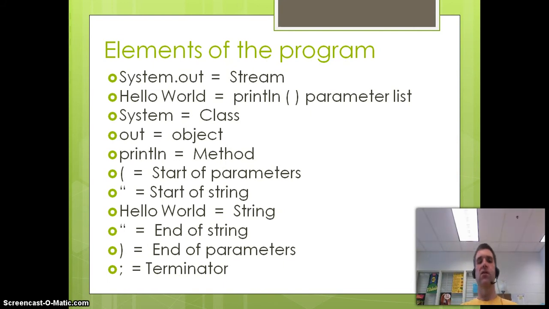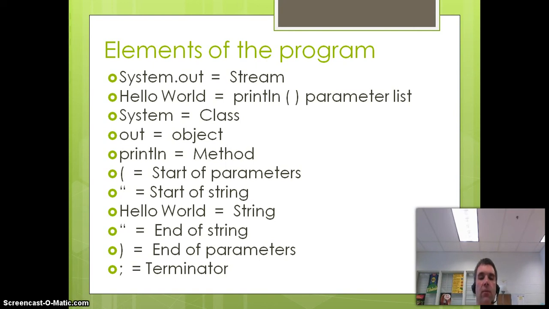So just to do a quick review of the elements of a Java program, we call System.out a stream, and Hello World is the value of the parameter list in this case. System is equal to a class. So even though we had a class at the beginning called Hello World, we have a class within here, and this one's called System. And out is an object of System. Println is the method of this.